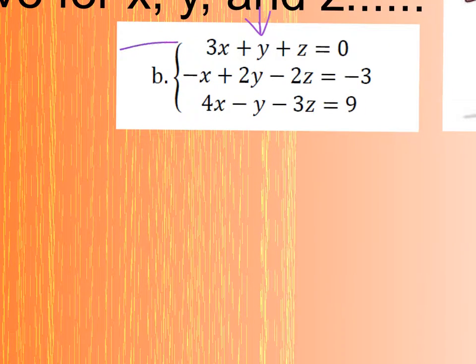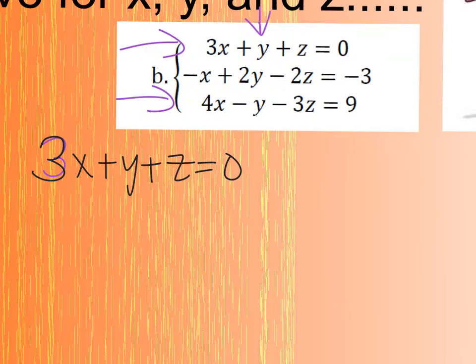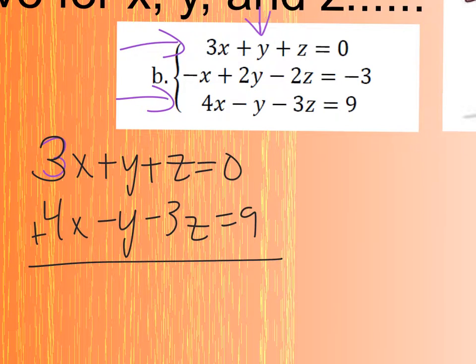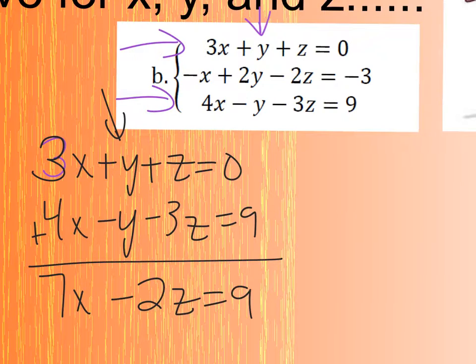I might start with the top and the bottom one, and I do this for this reason, because 3x plus y plus z equals 0, 4x minus y minus 3z equals 9. Those have already got the same thing in front of y's. That'll naturally go away, so I'll be left with 7x minus 2z equals 9. So I'm going to start with that.